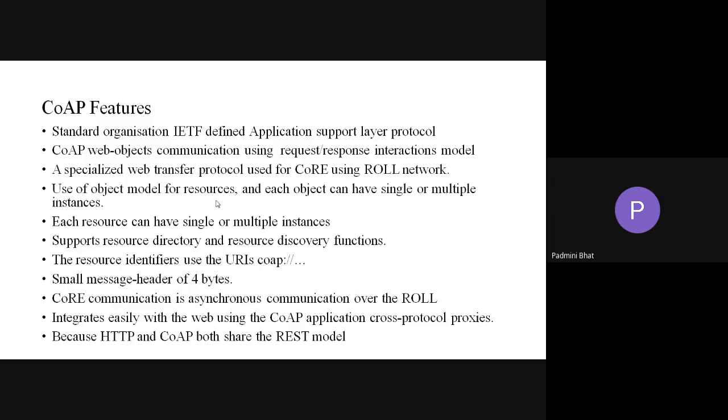One thing which I did not tell is that this header is 4 bytes. In CoAP, the header is 4 bytes, because we know that it has to be minimized. The data size has to be minimized. It is of the size of tens of bytes. So the header is also shortened. It is an asynchronous mode of communication.